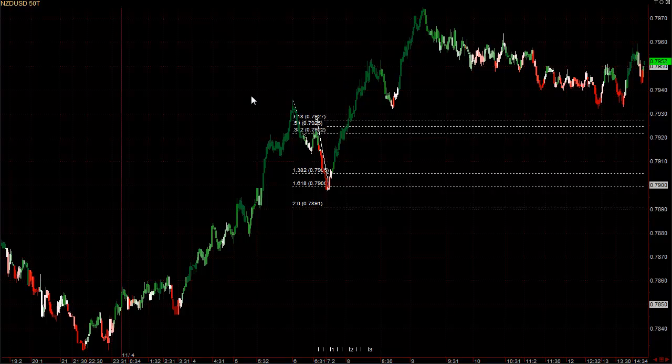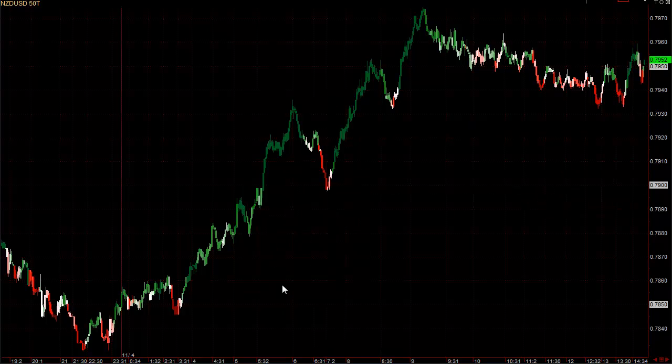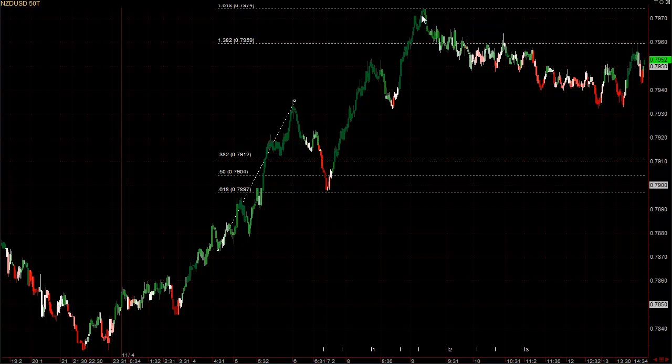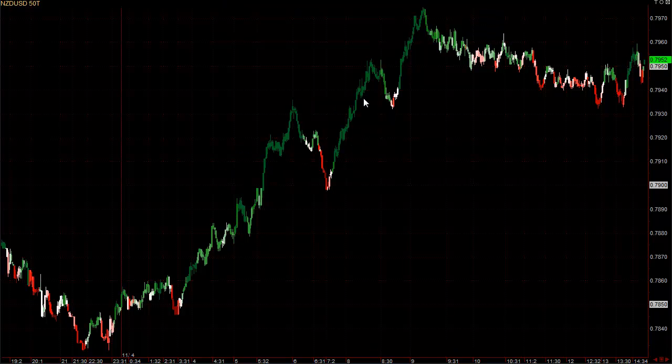So whether you were in that trade and used the previous swing move to decide where to get out of that trade and you hung on to the Fibonacci profit targets, or you just simply trailed your stop up and got out somewhere up here, regardless, it was a good trade.